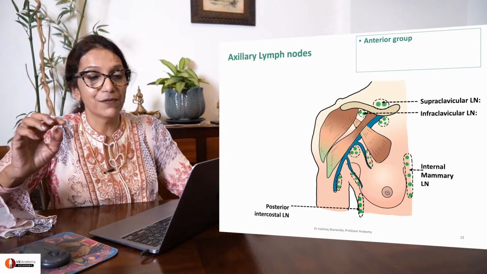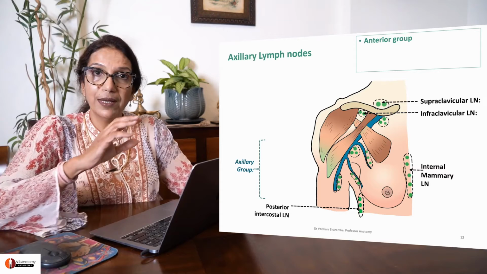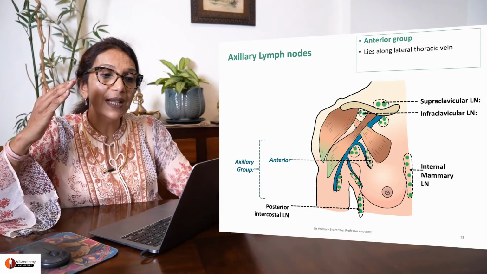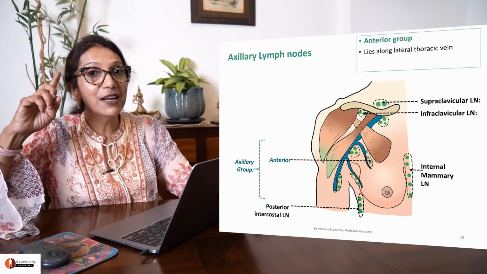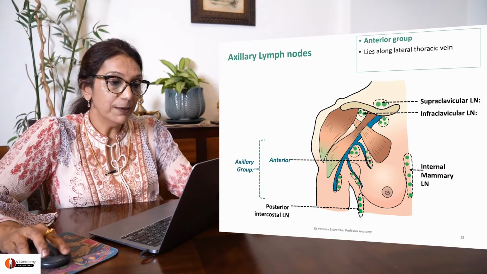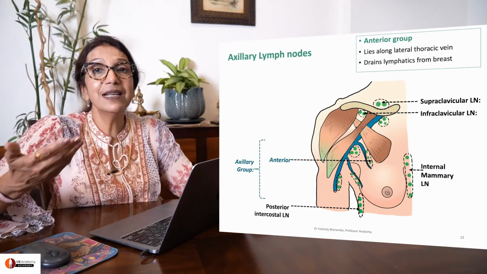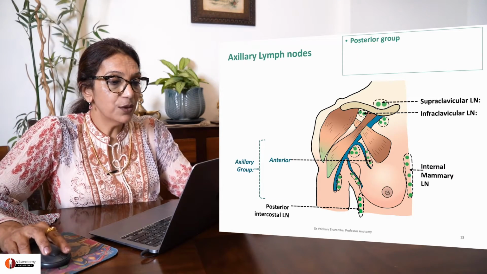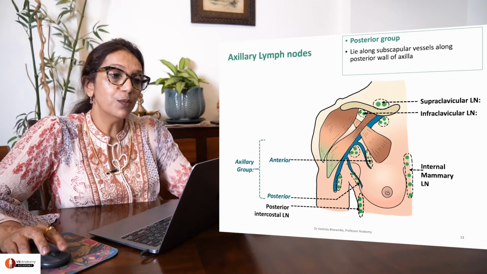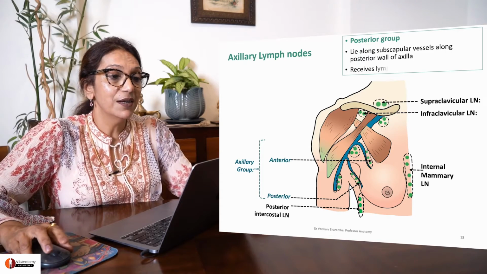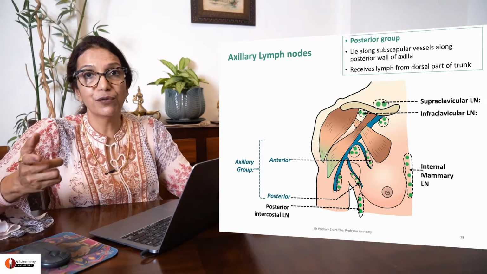Anterior group of lymph nodes. So these are all the axillary lymph nodes. This one is the anterior group, which can be found just below the lateral thoracic vein. Remember the lateral thoracic vein? We've done that in the earlier lecture. It can be found there. It drains lymph from the mammary gland. Posterior group is here. Posterior group lies along the subscapular vessels on the posterior wall of axilla, and drains lymph from the dorsal part of your trunk.